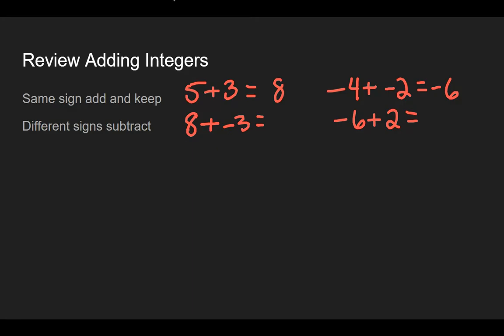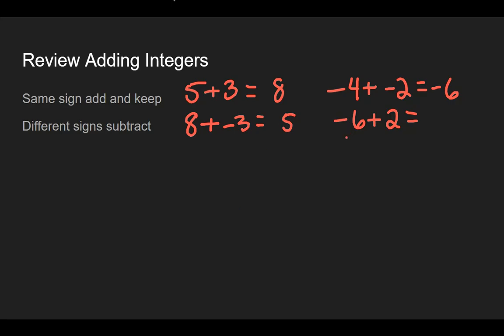You can see our 8 is positive, our 3 is negative. So we're going to take the difference between those two. So if you're just looking at absolute value, we're going to take 8 minus 3. That gives us 5. And of course, we're going to take the sign with the bigger absolute value. That's going to be 8 because there are more positives than there are negatives here. So it's going to be a +5.